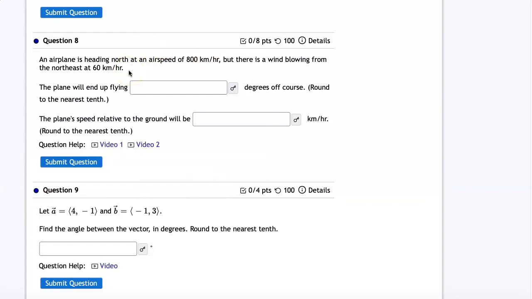An airplane is heading north at an airspeed of 800 kilometers per hour. That's going to be the same in every problem that you have an airplane heading north. What changes from each variation of the problem is where the wind is blowing from. The wind can be blowing from the northeast, the northwest, the southwest, the southeast, and depending on where the wind is blowing from, this will change your diagram considerably. So let's look at this problem right here.